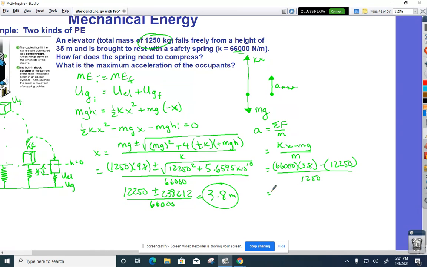Okay. So let's go ahead and do that. 66,000 multiplied by 3.8. It's a pretty large upward force, 250,000 newtons. Subtract from that 12,250, and then divide that by 1250. We get about 190. 190 meters per second squared would be their acceleration. If I divide that by 9.8, just to get a sense of that, that's about 19 G's. But boy, it's going to be a lot less acceleration than if they just hit that ground without that braking mechanism. So there we go.